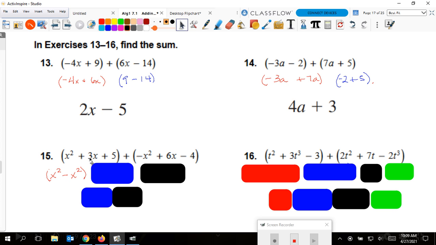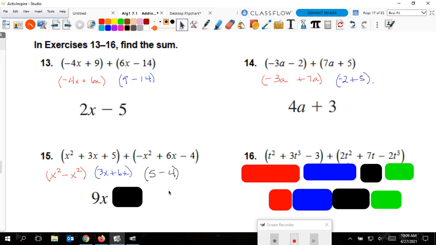Then the next ones I would see would be the 3x and the 6x. So 3x plus a 6x. So that's going to give us 9x when I combine those two together. So 3 plus 6 is 9x. So actually we start this way now with this term 9x. And then the constant 5 plus a negative 4. So plus a negative 4 would be a minus 4. So it's 5 minus 4, and then that would just give me 1. So plus positive 1. 9x plus 1 should be our answer for number 15.